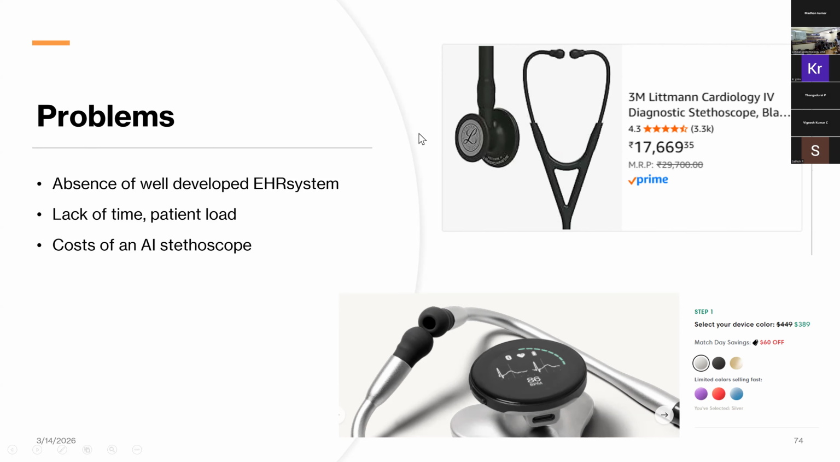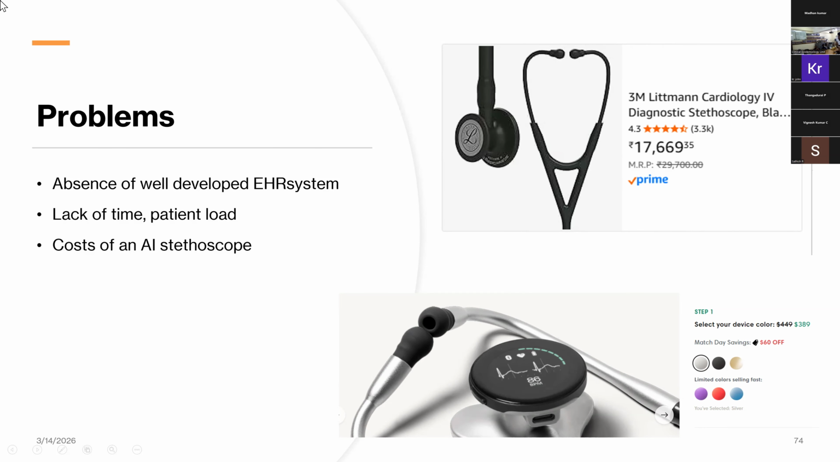So for us to analyze the costs of utilizing an AI-based stethoscope, here I put forward the cost of a usual stethoscope and an AI-based stethoscope. The first one is a Littmann Cardiology stethoscope. The cost of it is approximately 18,000 as of today on Amazon. And the cost of the AI-based stethoscope, this is the Eko Duo stethoscope, which was used in the study, as per the company's official website, was around $400, which is approximately 40,000 rupees, about twice the price of a Littmann stethoscope.